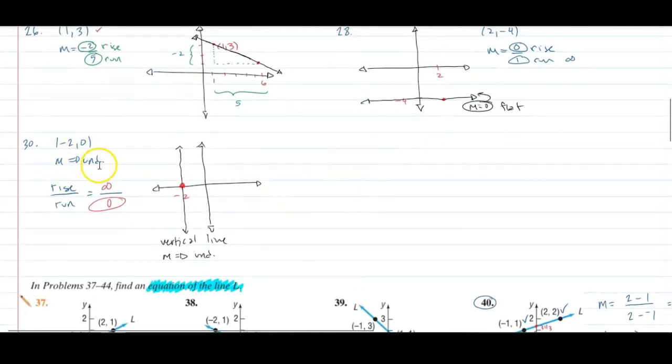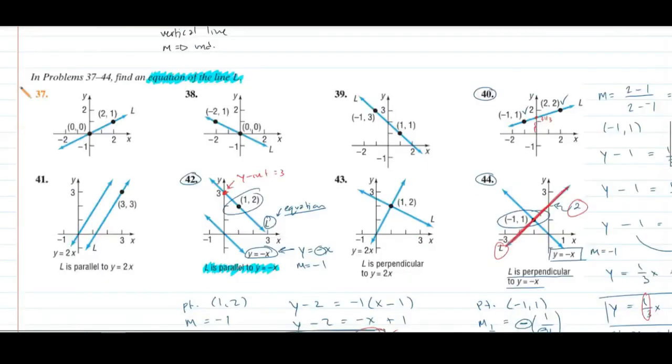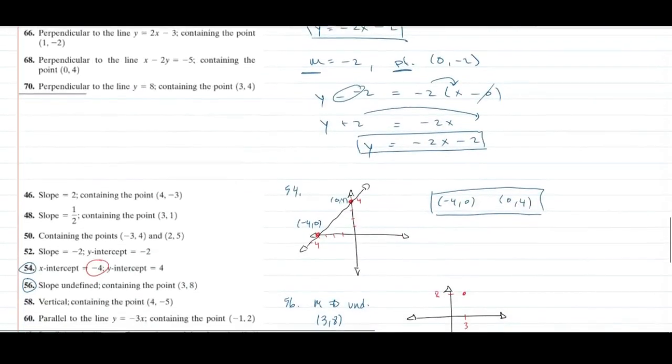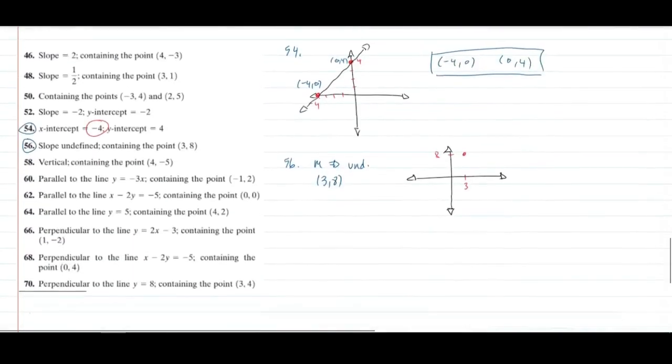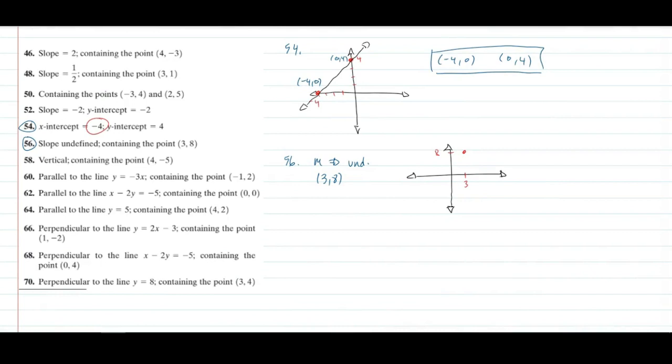In number 30, we said that when you have an undefined slope, it's essentially a vertical line, right? Because the run is 0, whereas the rise is infinite. You can go up and you can go down. So having said that, now we're trying to make an equation of a line. We're not just trying to identify things about it. So here, first off, here's your graph.